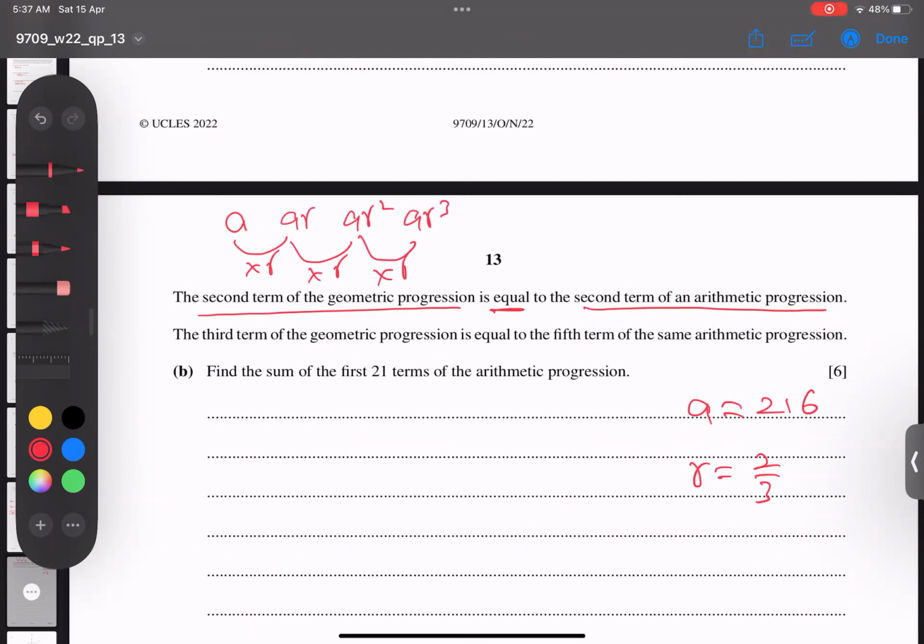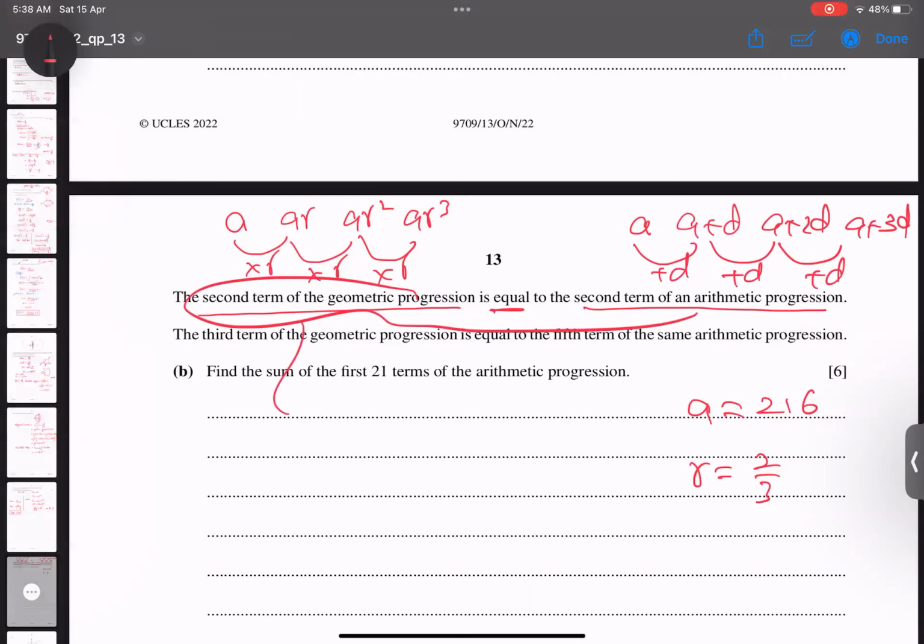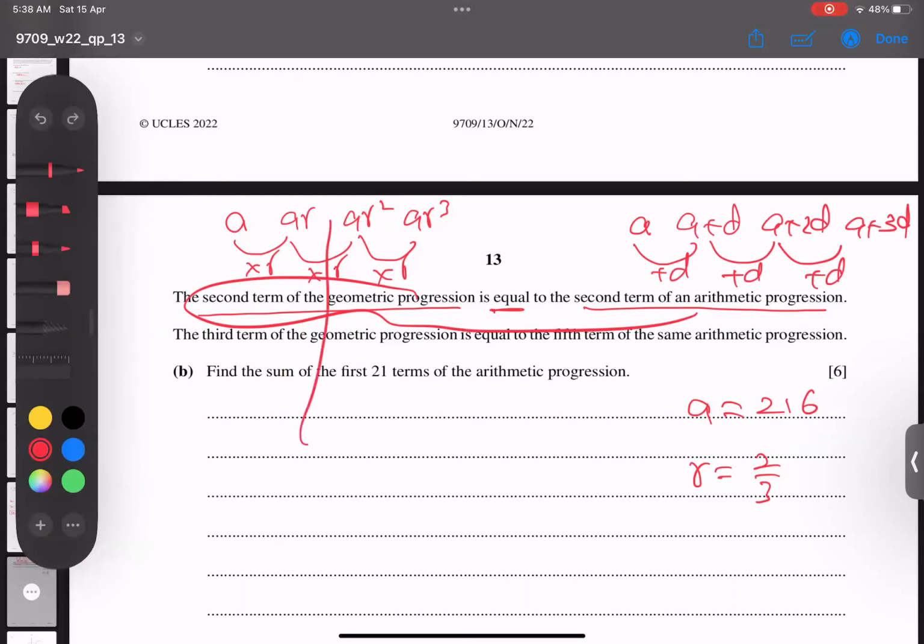So what is the first term in AP? A. What is the second term? Plus D. I get A plus D. To get the third term, again plus D, A plus 2D. To get the fourth term, again plus D, so A plus 3D. Now, because we're looking for the second term, the second term is very clear, students. The second term of the GP is this and the second term of the AP is this.